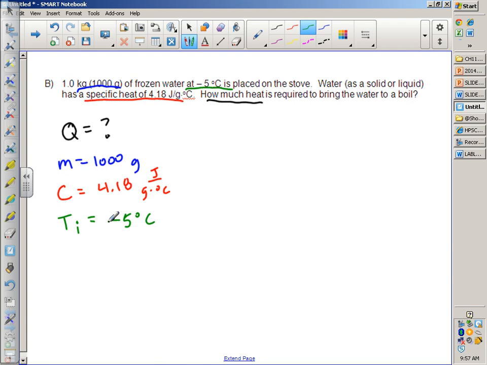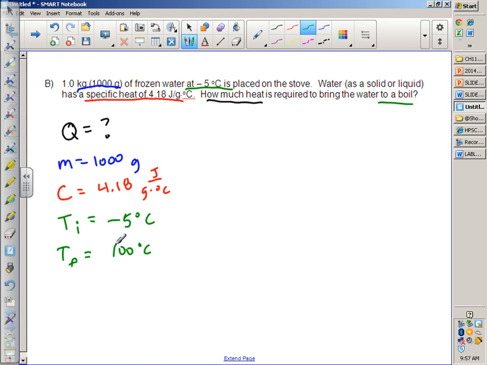What does it say ultimately happens to the water in this example? Maura, go ahead. It boils. So it boils, right? So that would be 100 degrees Celsius. That means T final will be 100 degrees Celsius. Okay? Now, do either of those numbers go in our equation? No. We don't want the final temperature. We don't want the initial temperature. We want the change in the temperature.